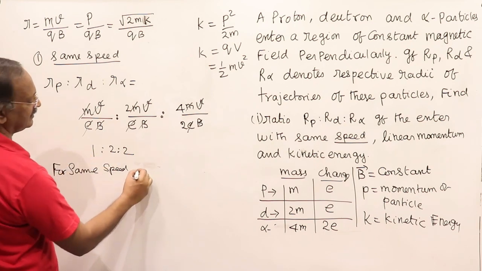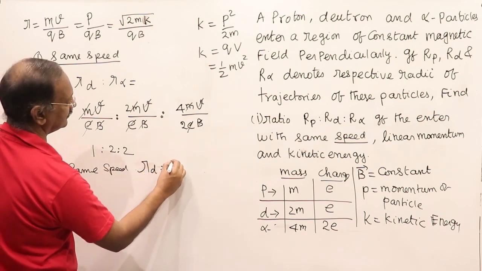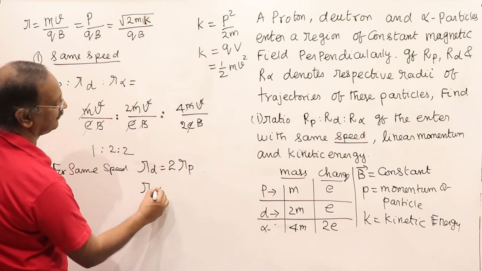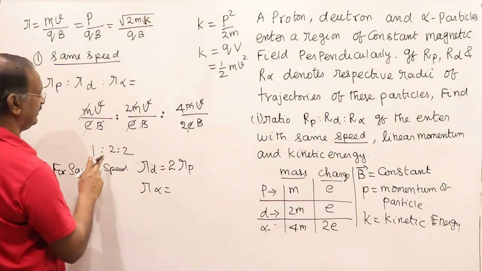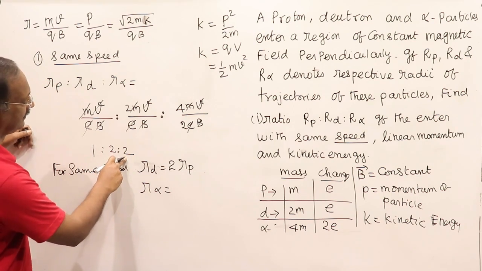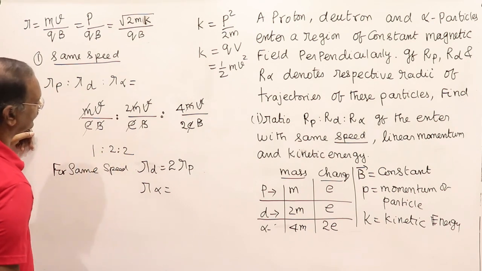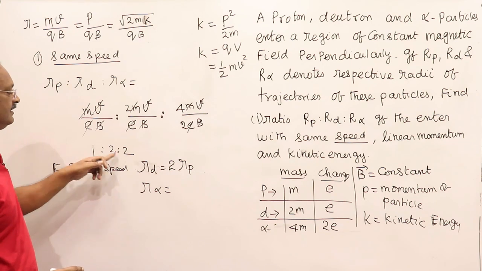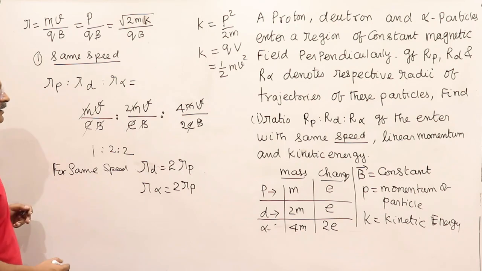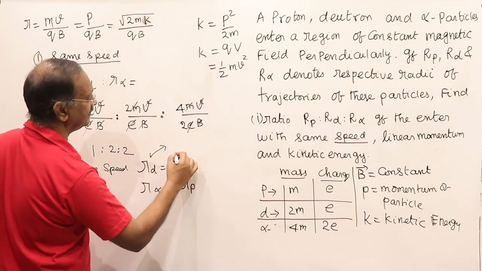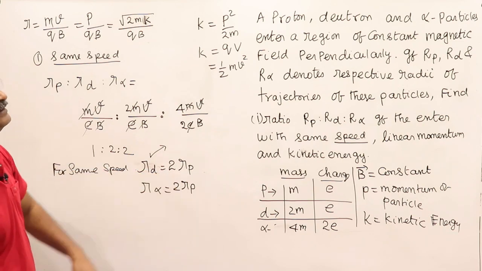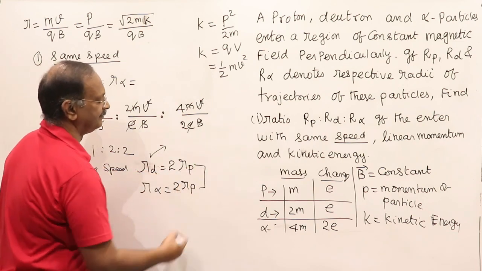The radius of deuteron is equal to twice the radius of proton, and the radius of alpha particle is also twice the radius of proton, 1:2:2. If this is one portion, this will be twice the radius of proton. It means the radius of deuteron is bigger than the radius of proton, the radius of alpha also, and both are the same.